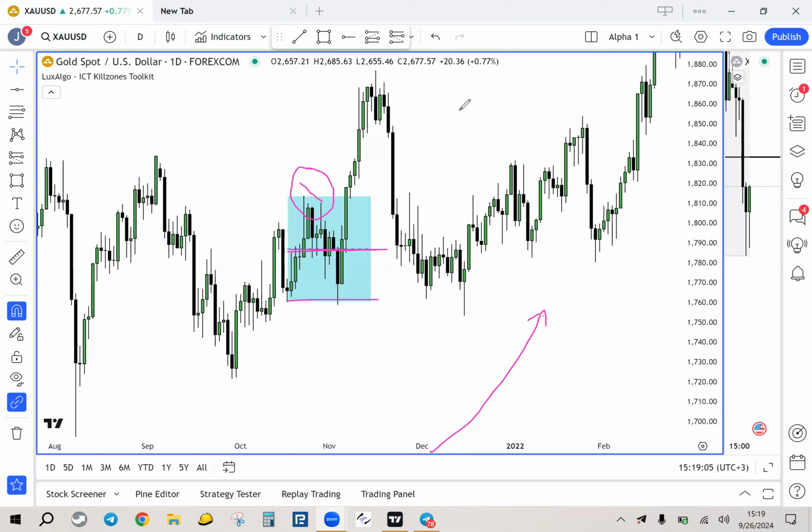What the fuck is the narrative? What is ICT saying when he says, but it has to follow a narrative? This is the narrative that it has to follow. This is it. You cannot just take every concept. Oh, I see a fair value gap in an SMT. Yeah, let's buy, let's sell. It will not work if it's not following the narrative.